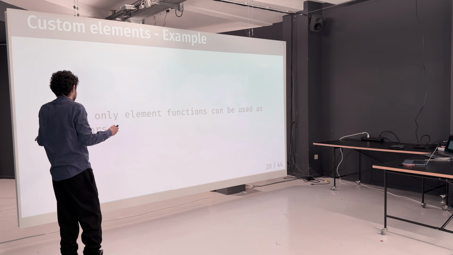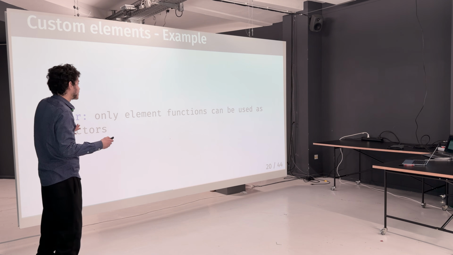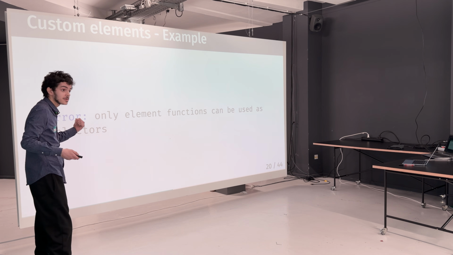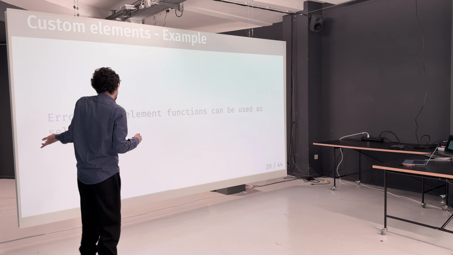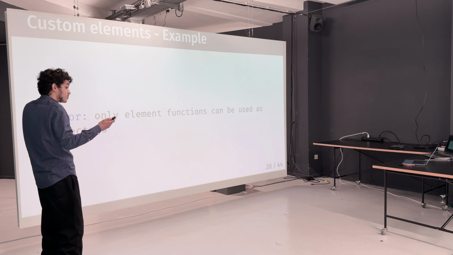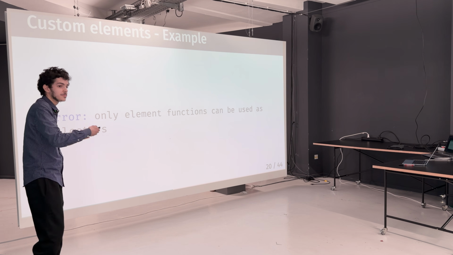And the thing is that this is an error because only element functions can be the selector. So this is not an element. It doesn't have semantics, only styles. All right. So how do we fix this? So how do we create elements that can be styled in bulk by templates?